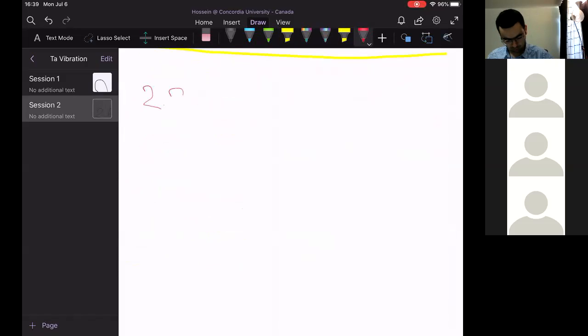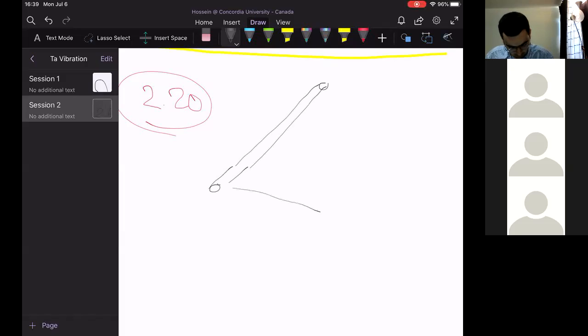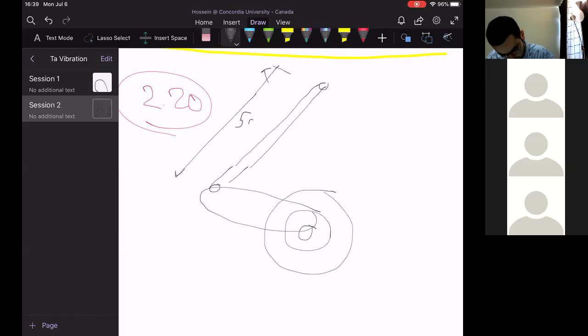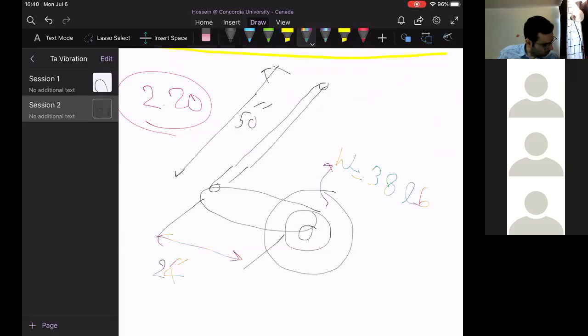Problem 20. So there is a system, this is a bar, there is a tire, this length is 50 inch, and this length is 24 inches, and the weight of its total assembly is 38 pounds.